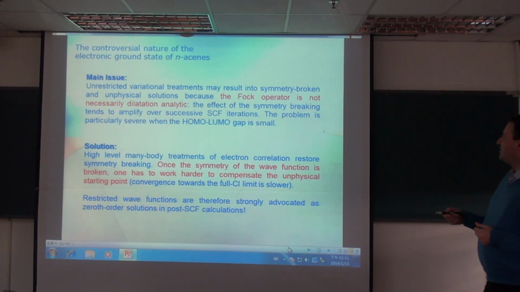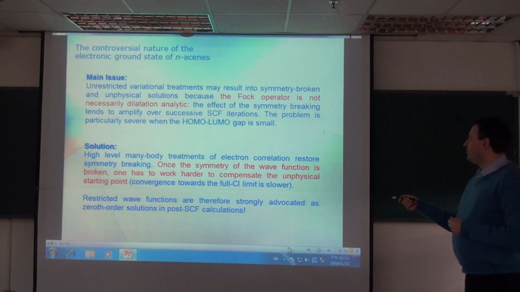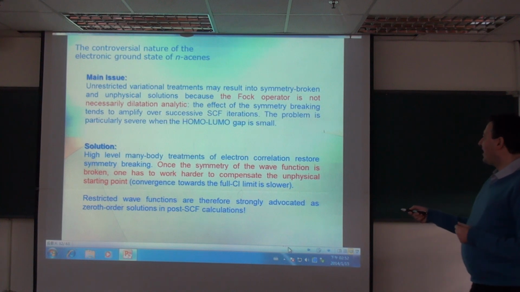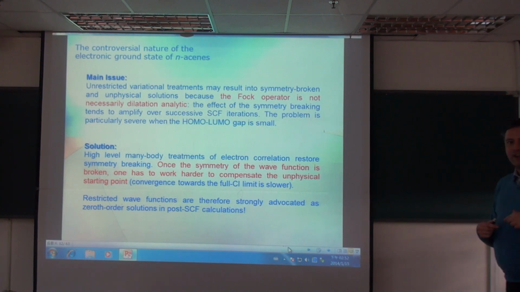is not necessarily dilatation analytic. This means that the effect of the symmetry breaking tends to amplify over successive SCF iterations. And as we will see from some equations later on, this problem is very severe when the HOMO-LUMO band gap is small. And thus the solution we advocate is that high-level many-body treatments of electron correlation have to restore symmetry breaking.